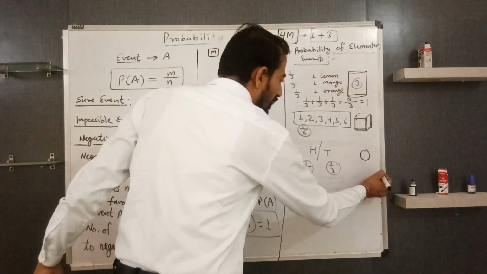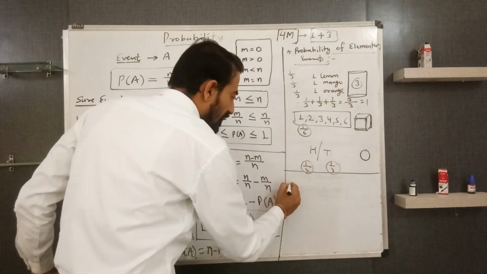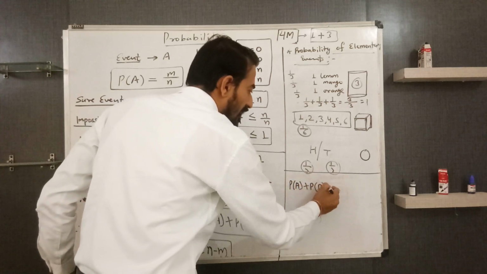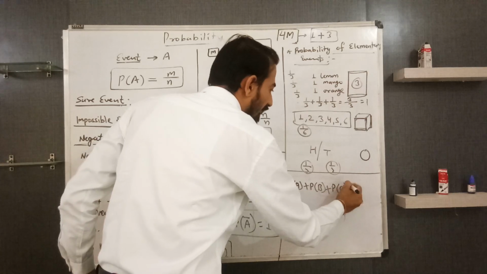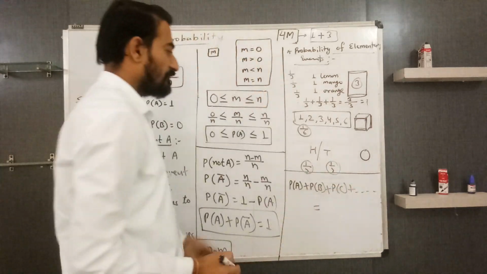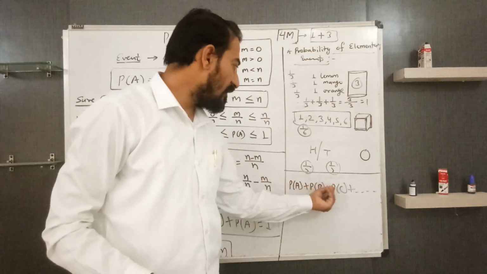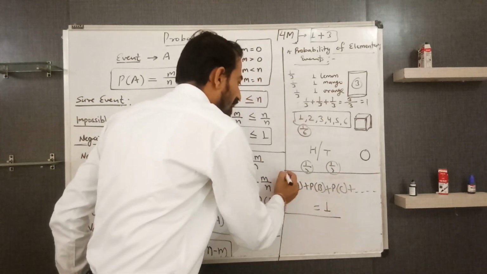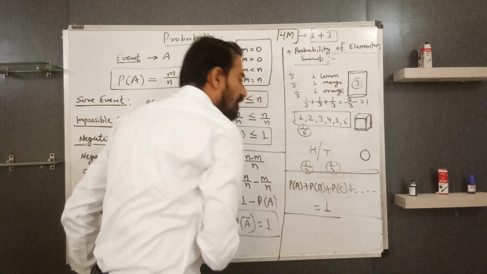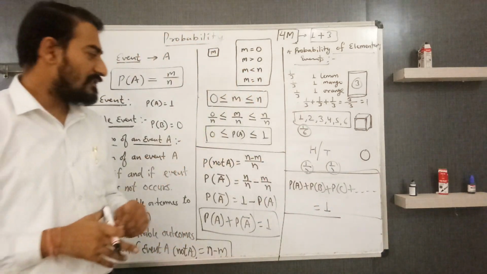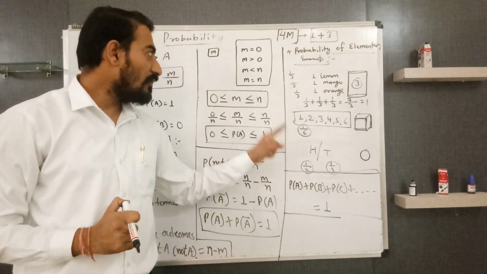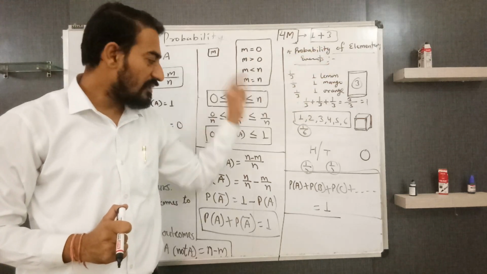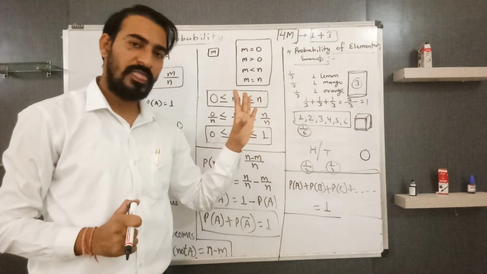So here you will have one more formula, and what is it? Probability of A plus probability of B plus probability of C and so on. The sum of the probabilities of all the elementary events is always 1. So a question carrying 1 mark can be asked from this also: what is the sum of the probabilities of all the elementary events of a random experiment? You have to write 1.